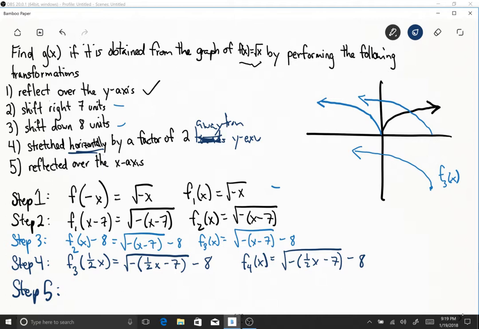I didn't try and draw the stretch horizontally because I can't quite do that. I run off the screen. So hopefully it makes sense thus far. And it might help you to actually draw the graphs. That tends to help me personally, but it's always up to you.